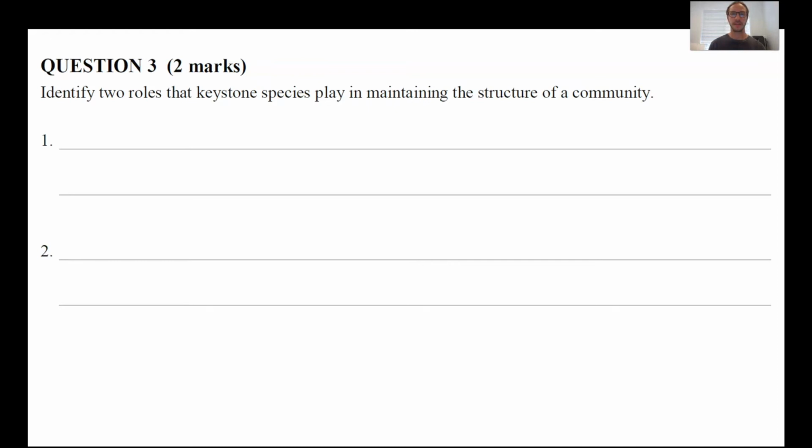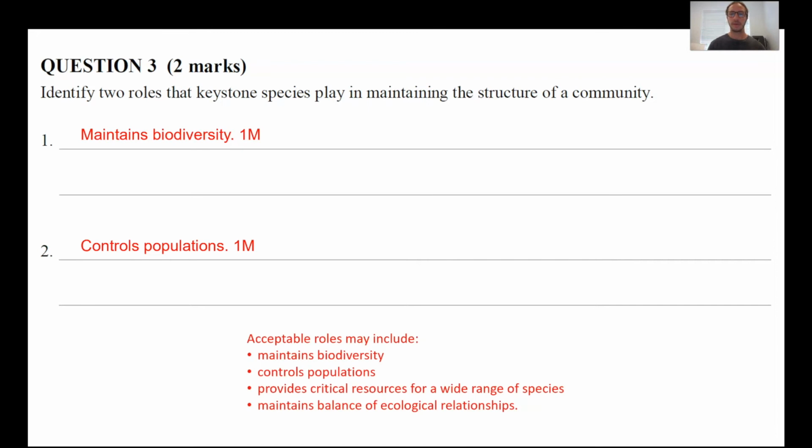I hope that you've been able to come up with some thoughts by now and have something similar to this. So for 1 mark, they maintain biodiversity. If you think back to Robert Paine's example of removing the starfish, it reduced biodiversity to essentially a monoculture of mussels. Secondly, they control populations. They keep that ecological balance in check. Some other thoughts you might have had is that keystone species provide critical resources for a wide range of species. We will look at that more in the next question. And again, they maintain balance. So 2 marks, 2 points.